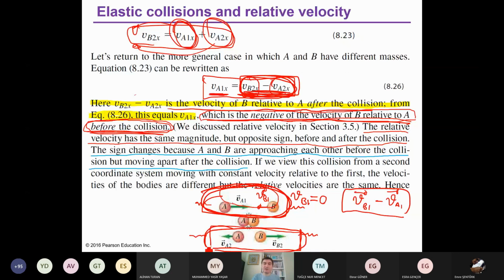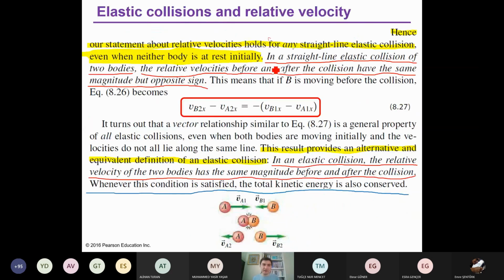So then we will use this information here. In a straight line elastic collision of two bodies, two balls, the relative velocities before and after the collision have the same magnitude but opposite sign. Okay, what do you see here?